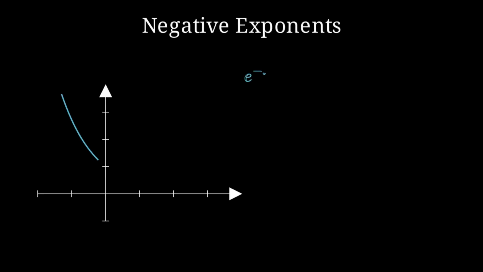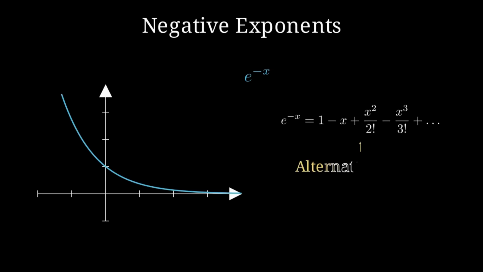What about e to the negative x? We simply substitute negative x into our formula. This creates an alternating series where the signs flip between positive and negative. This series converges just as reliably, oscillating toward the true value with each added term.